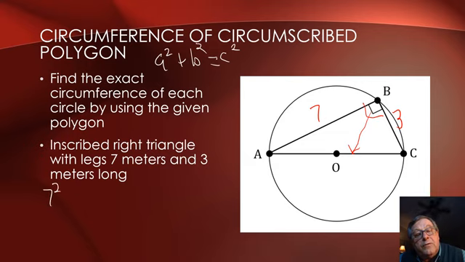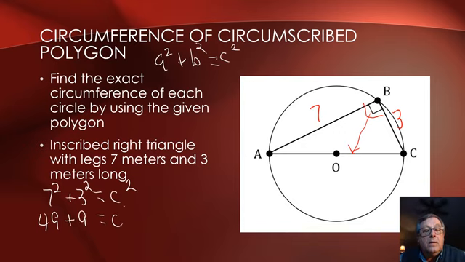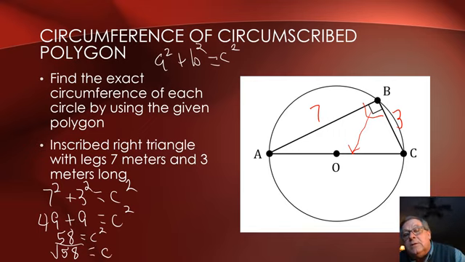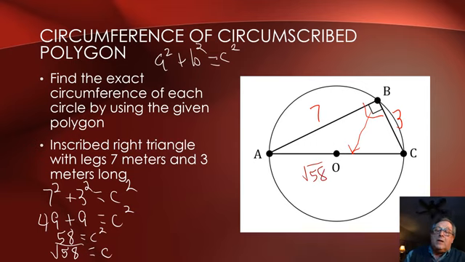7 squared plus 3 squared equals c squared. And 7 squared is 49, and 3 squared is 9, and that's going to equal c squared. And let's see, 49 plus 9 is 58 equals c squared. And if we take the square root of both sides, the square root of 58 equals c. And so my diameter is the square root of 58. Now, as always, I want to think about that square root, and is there a perfect square that I can pull out of there?